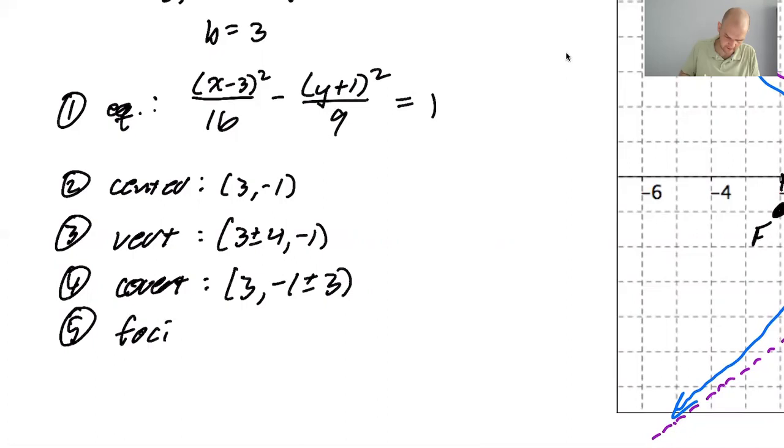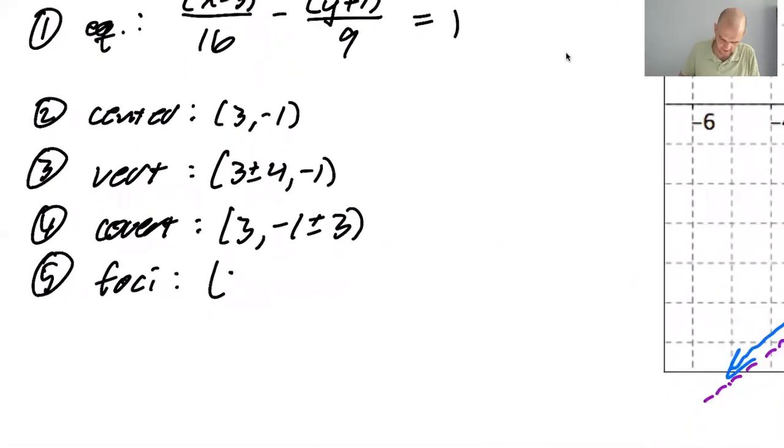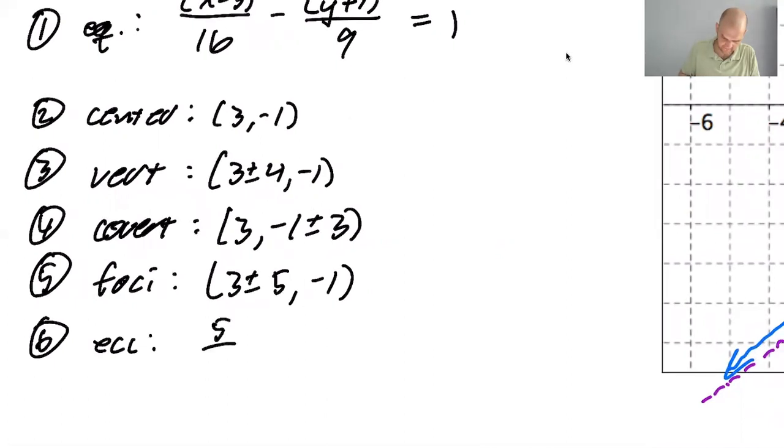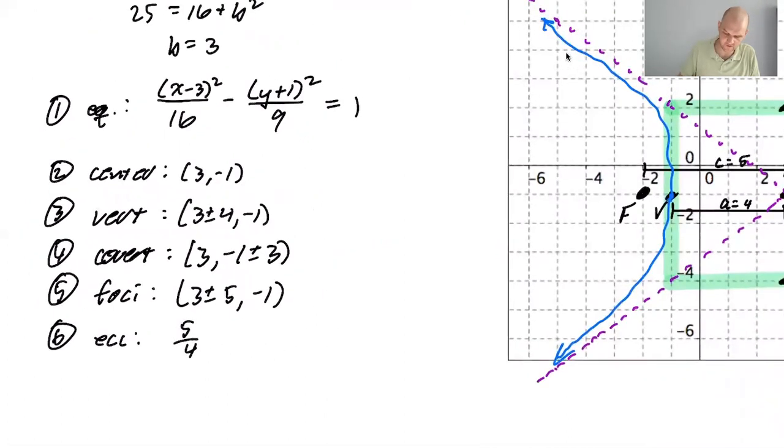Foci. Foci are on the same horizontal line as the vertices. In this case, it's a horizontal line. So it's going to be 3 plus or minus 5, comma, -1. 6 is eccentricity, which is always c over a. So that's going to be c is 5, a is 4. Remember, a always comes first. It's just a lot to remember. It's a hyperbola, so it's minus. When you find c, it's a plus, blah, blah, blah.